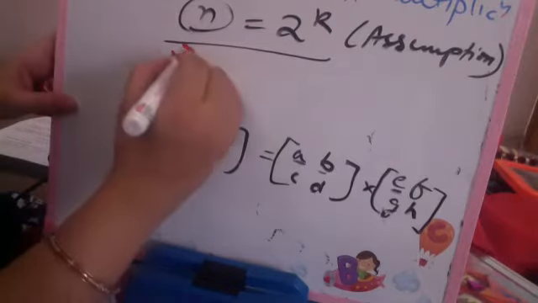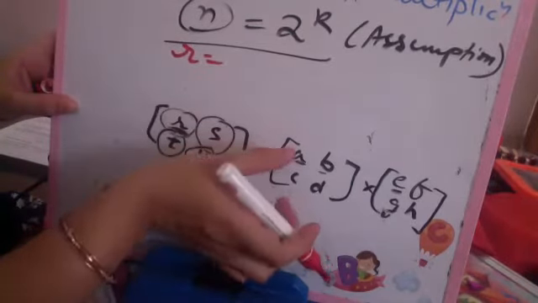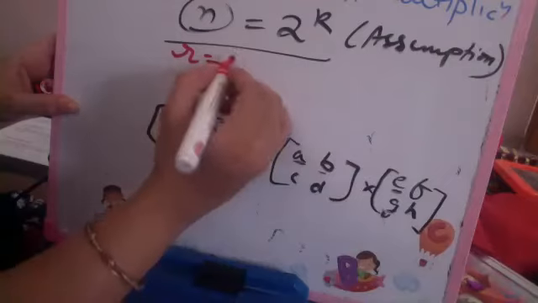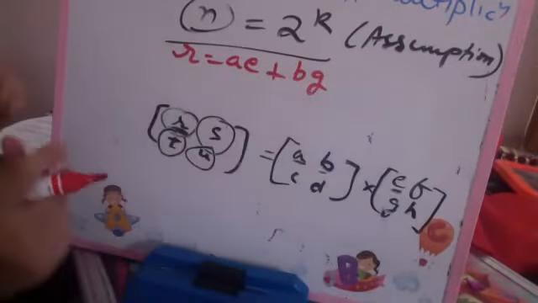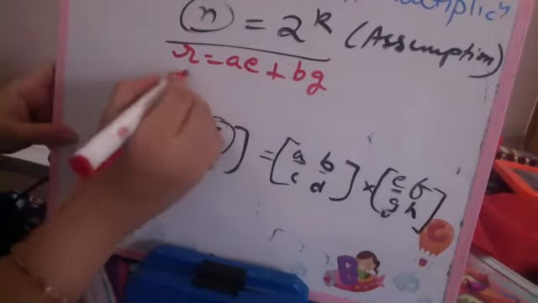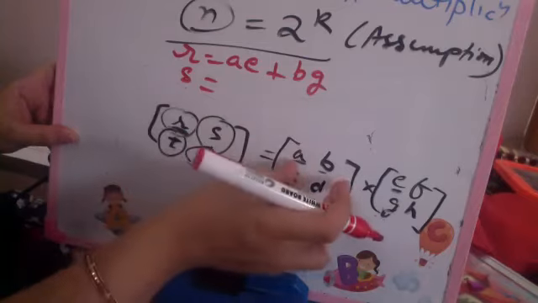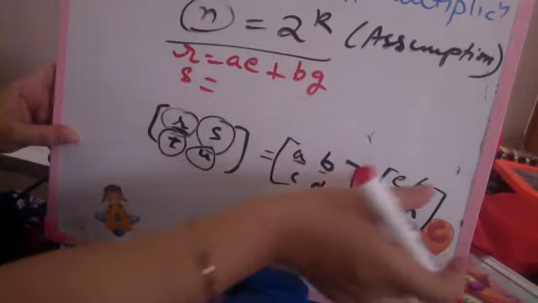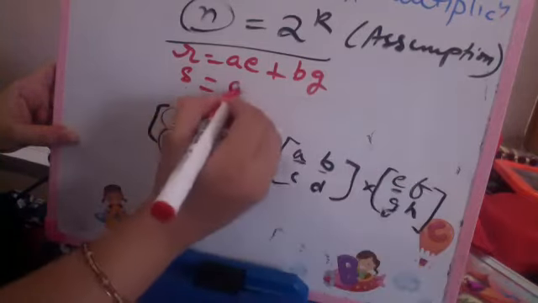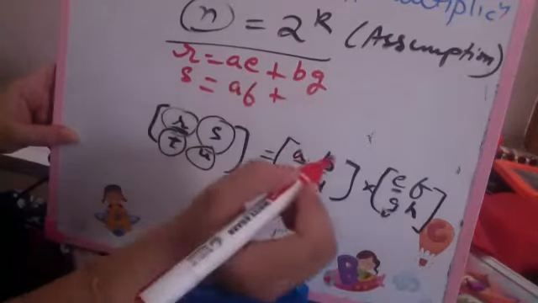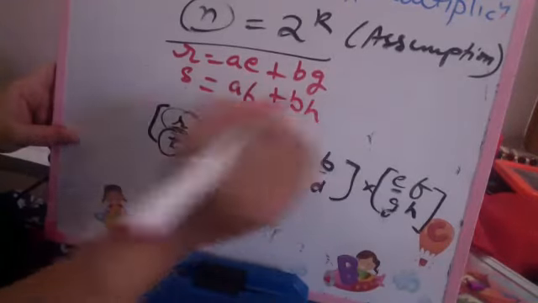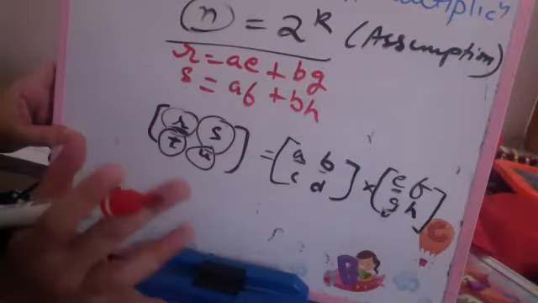What is the value of R? First row multiplied by first column, so it becomes AE plus BG. S becomes, this is multiplied by the second column here. So I have AF plus BH. Am I clear to all of you?